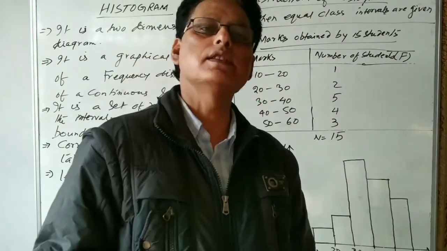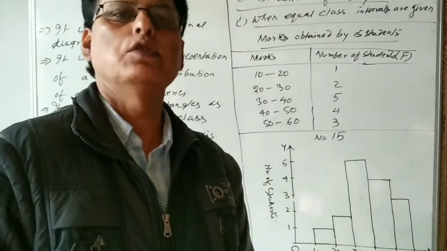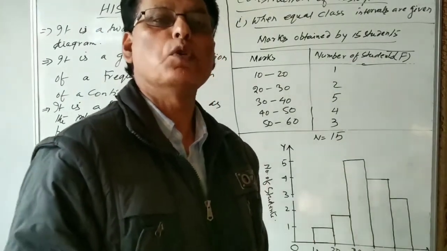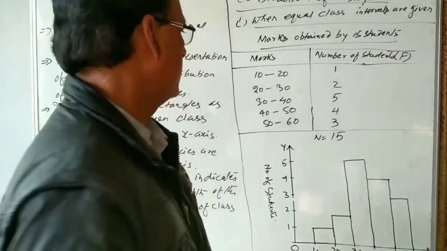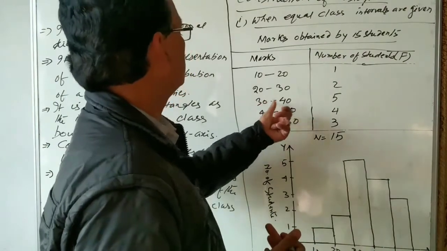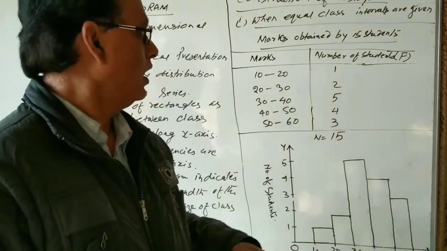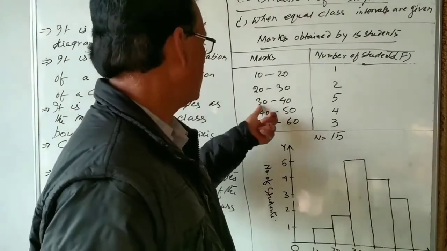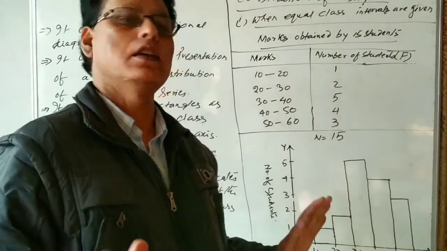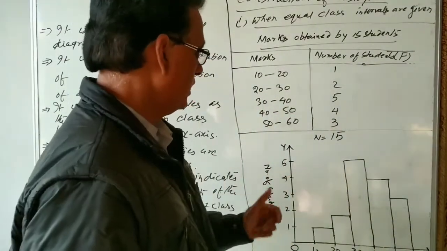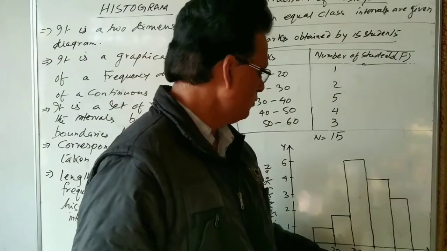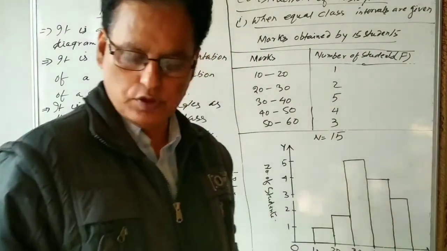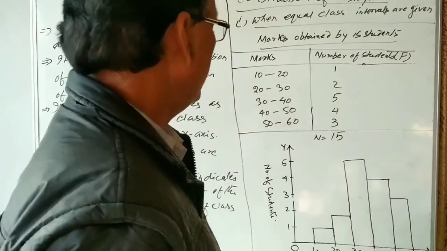It means the mode is the most frequent value, the most common value. So the most common value will come between 30 to 40. We don't know exactly what the value of the mode is, but the mode will lie between 30 to 40. How can we calculate the value of the mode?